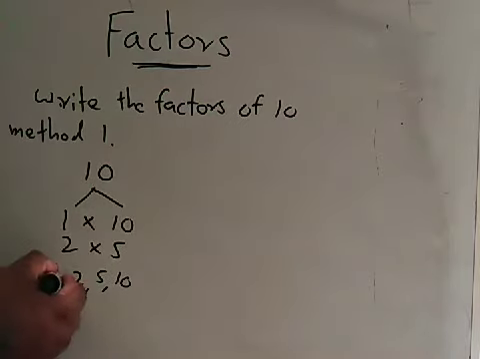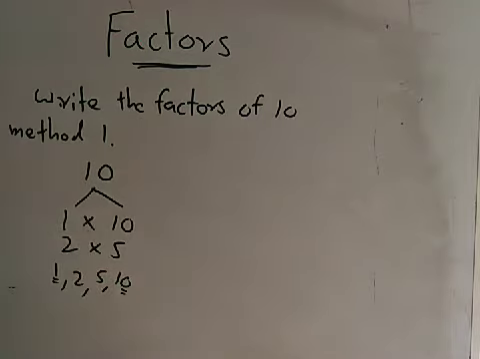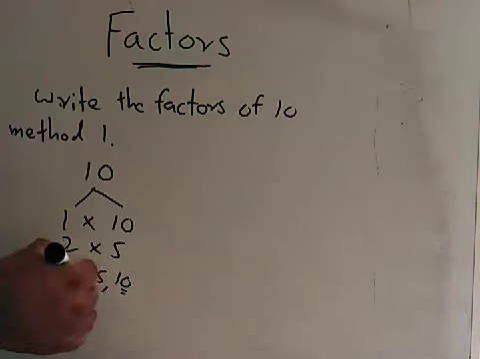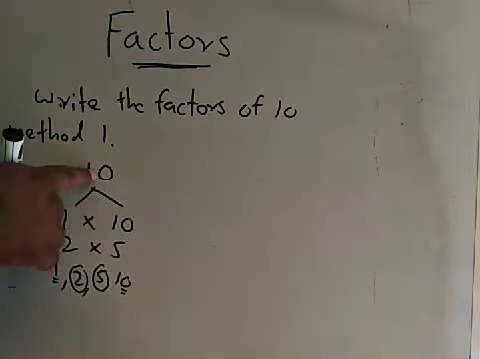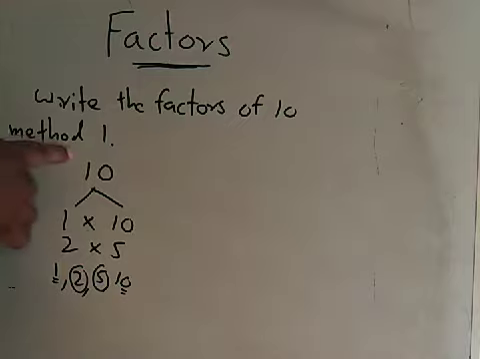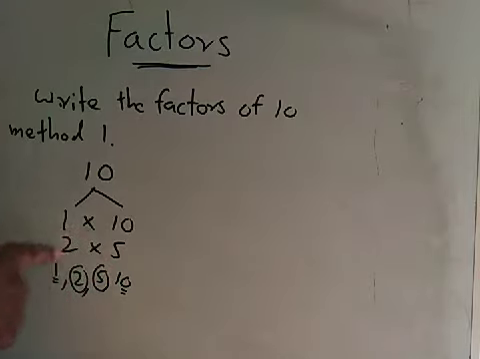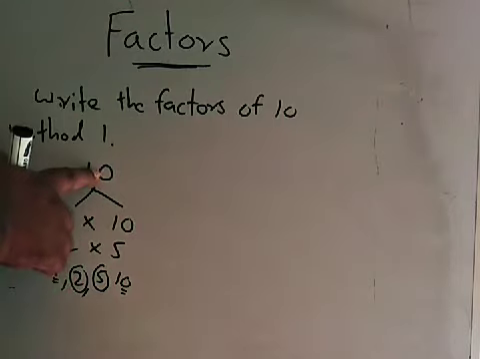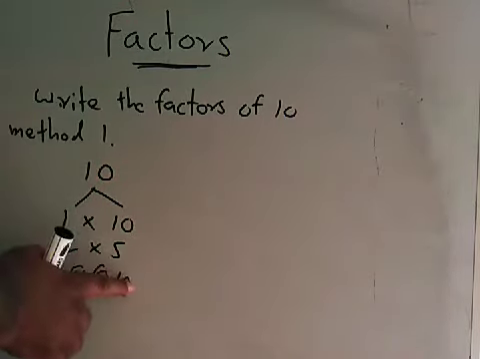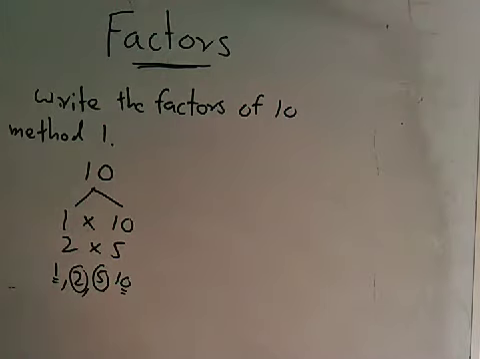You can see that 1 and 10 are factors, and 2 and 5. Each of these divides 10: 10 divided by 1 is 10, 10 divided by 2 is 5, 10 divided by 5 is 2, and 10 divided by 10 is 1. These are the factors of 10. This is method 1.